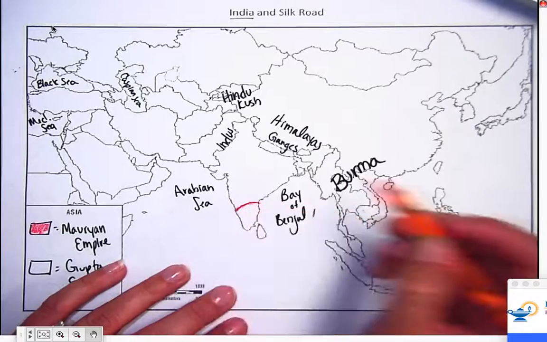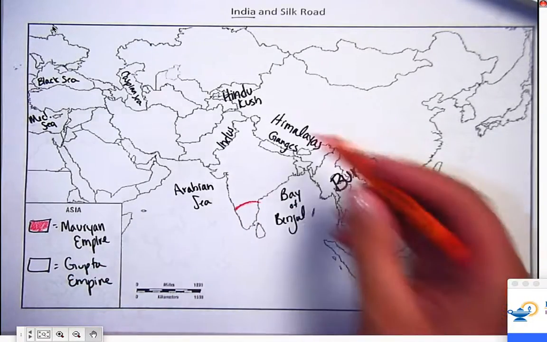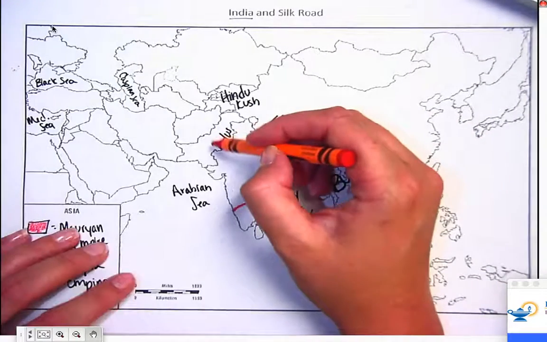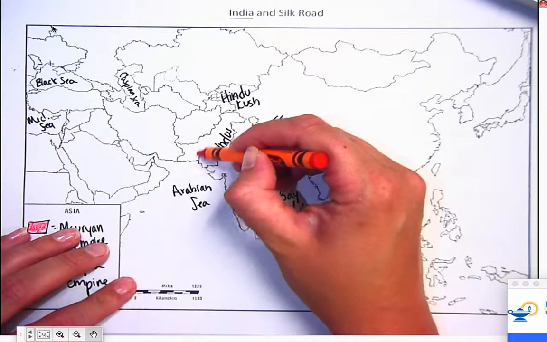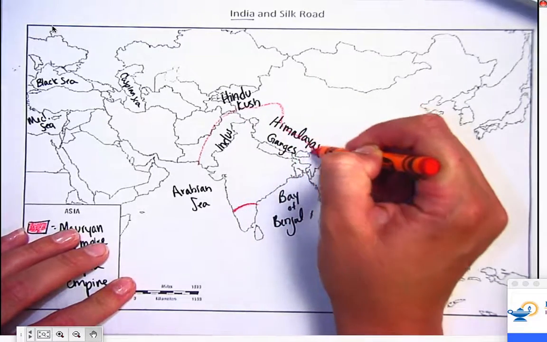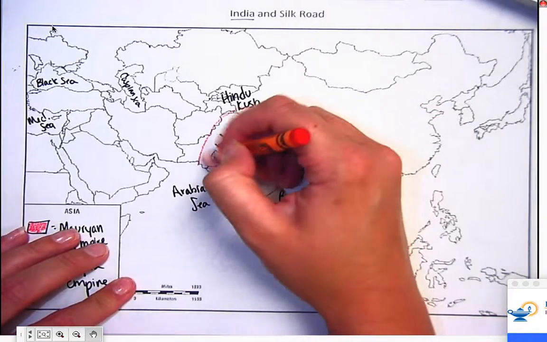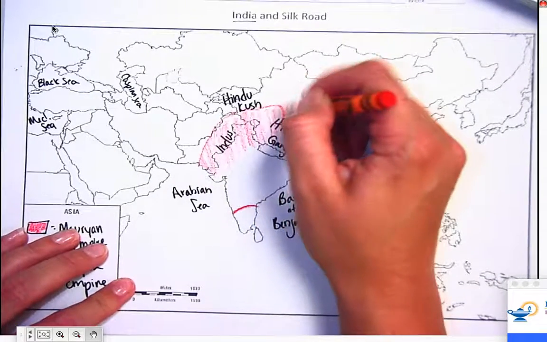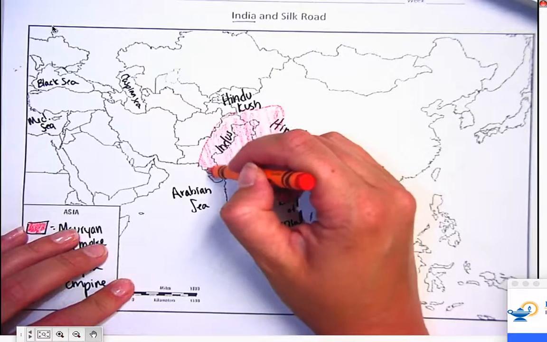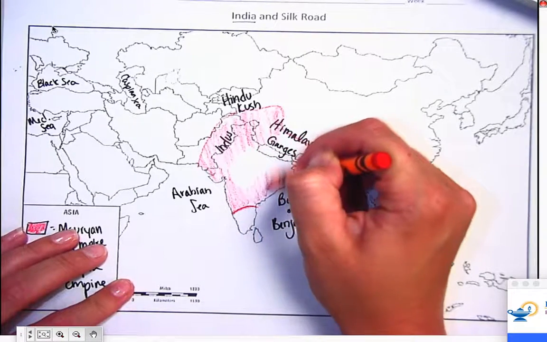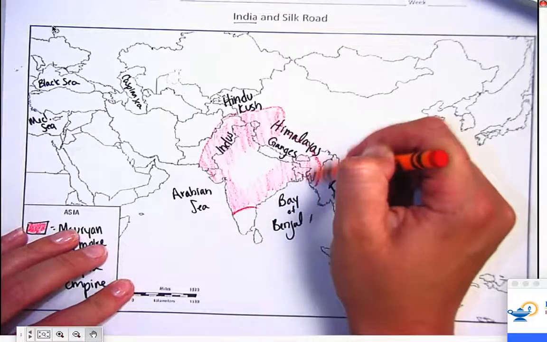So, the Mauryan Empire is going to have everything except the southern tip, all the way up to the Hindu Kush, all the way down and around. There you go. So you can color everything inside that. Do not color the southern tip of India. Okay, so here is the Mauryan Empire. It is going to be started by Chandragupta Maurya. It is the first empire that is going to unify India.